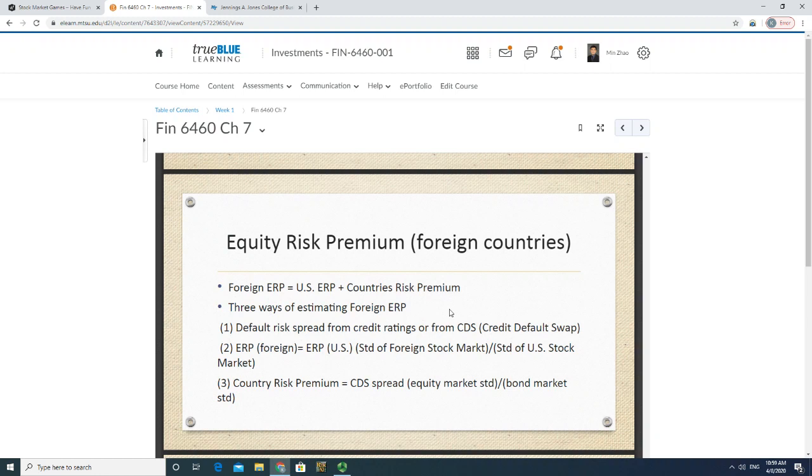Now, so those are two major tools you can utilize for estimating the equity risk premium. And for the foreign equity risk premium, you have three tools. The first one is based on default risk spread. The second is relative standard deviation of the foreign stock market and the U.S. stock market. The third one is based on CDS spread and the relative standard deviation of the foreign equity market and foreign bond market.